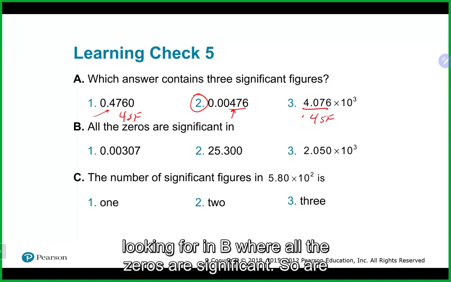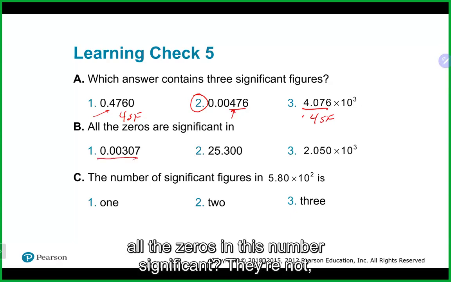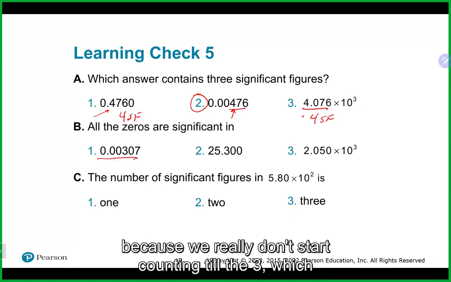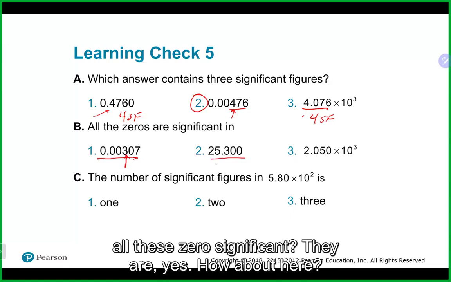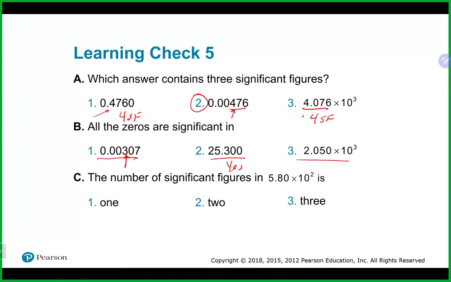We're looking for, in B, where all the zeros are significant. So are all the zeros in this number significant? They're not, because we really don't start counting until the 3, which eliminates the ones that came before it. How about here? Are all these zeros significant? They are, yes. How about here?